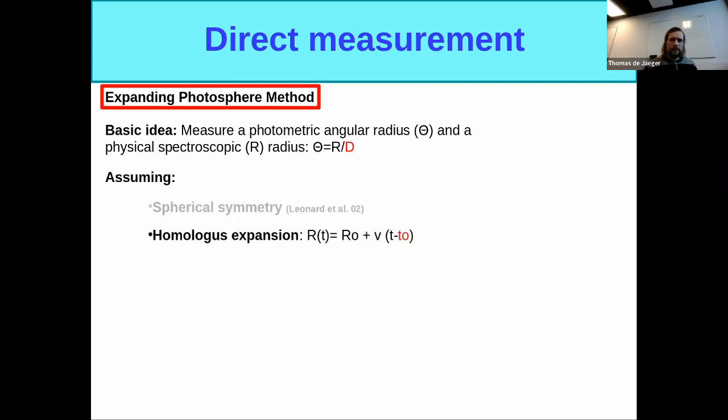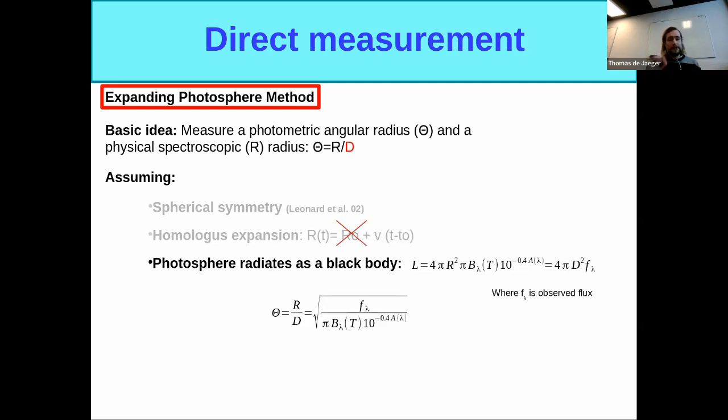Then, as I mentioned previously, you are in homologous expansion. So the radius at any time depends on the initial radius and the velocity of the expansion. Because the ejecta expands so quickly, the radius at any epoch will be much larger than the initial radius. So you can neglect the initial radius.